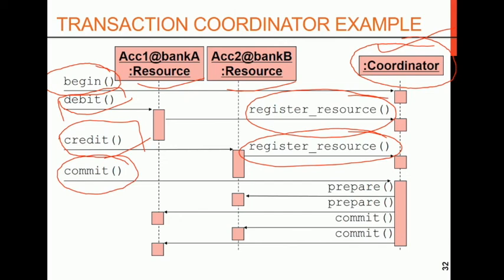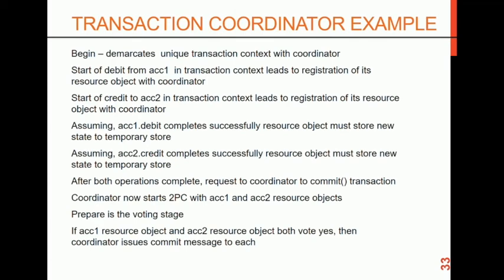Whenever the operations of debit or credit are complete, a commit message is sent, either by the coordinator or by whoever's last in the transaction. So a commit message is sent to the coordinator, and then the coordinator initiates the protocol. So this is the voting phase. They tell each of the resources to prepare themselves and vote on whether or not they can commit. And if they vote yes, then the coordinator sends the commit message in the second phase. So there's always two phases: the voting phase and the commit phase. So those are the basic principles of transactions.